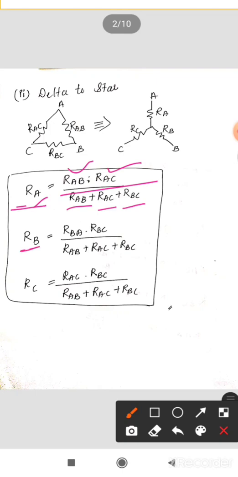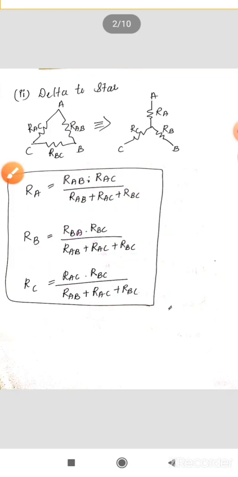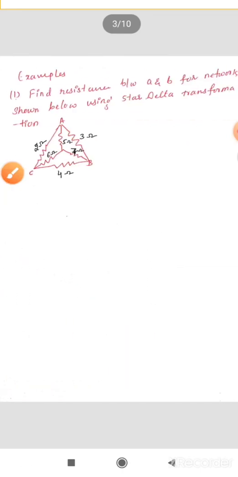RB is equal to the ones which connect to B, that we have to take. RB is equal to RAB into RBC divided by the total resistance. You can observe that the denominator is the same for all the resistances when you convert delta to star. So RC will be equal to RAC into RBC divided by RAB plus RAC plus RBC. Let's use this technique and solve the numerical.